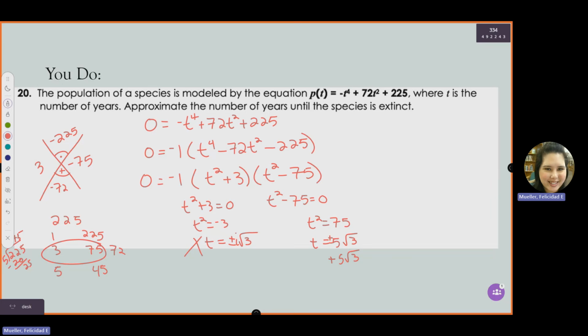And using the calculator, that's going to be about 8.67 years. The reason we're moving this one to a decimal is because if we were talking about time and I said, hey, it's going to be in 5 square root of 3 years from now, you'd have no clue what I'm talking about. But if I said about 8.67, so about 8 2/3 years, is about how long it would take. So just under 9 years.